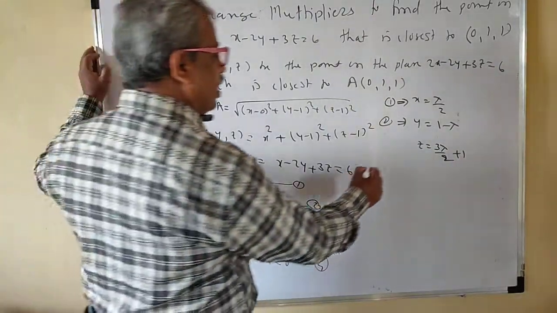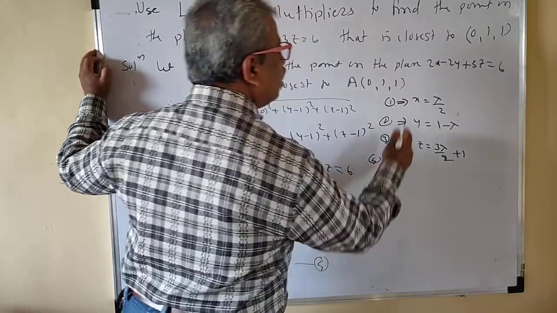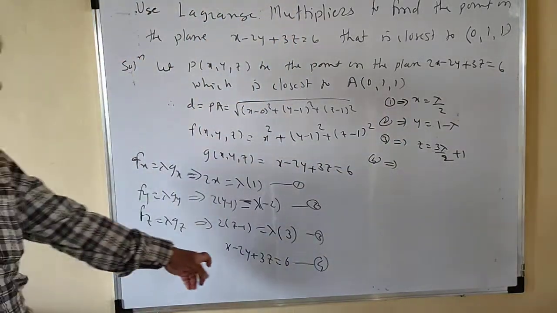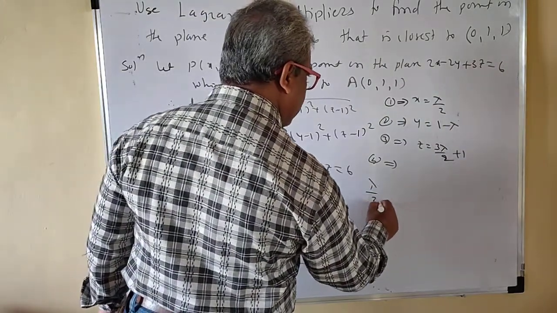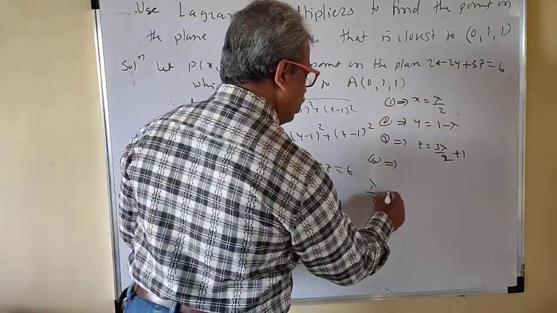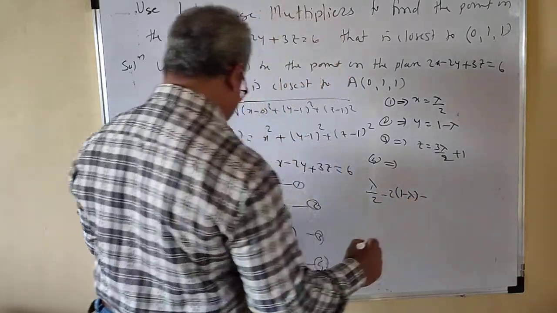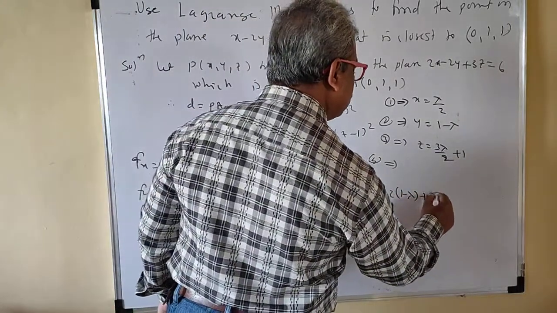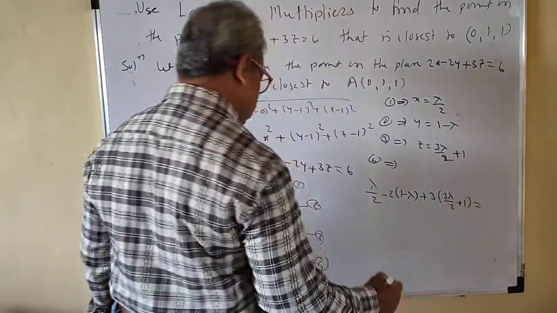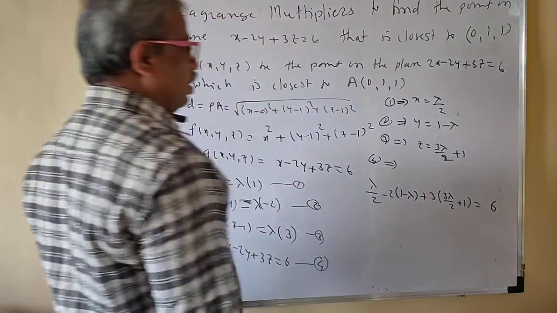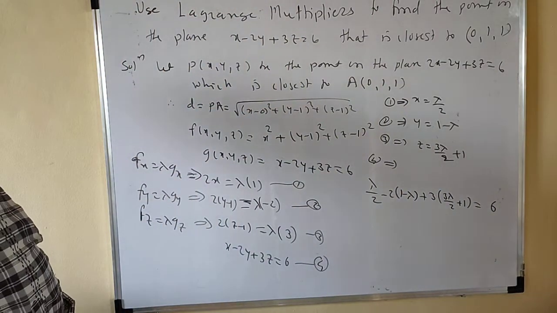Okay. So equation 4 implies that you have the value of x, y, z. We put the value of x, y, z here, then we get the value of lambda. So lambda by 2 minus 2 into 1 minus lambda, plus 3 into 3 lambda by 2 plus 1 is equal to 6.